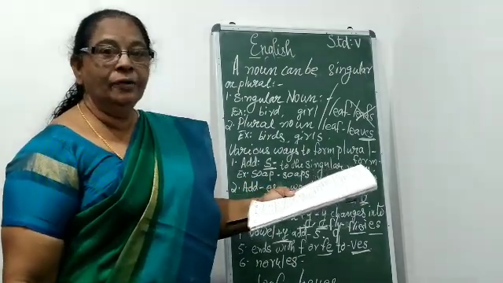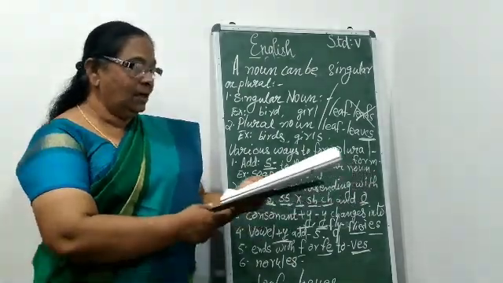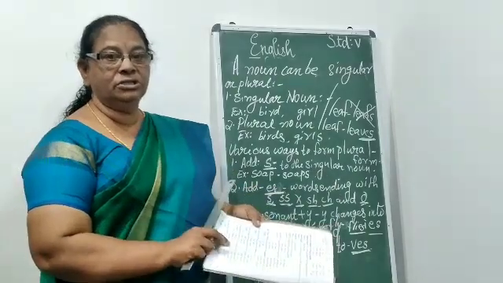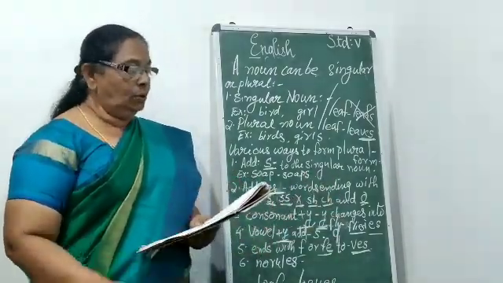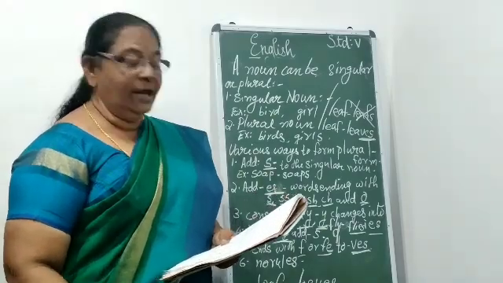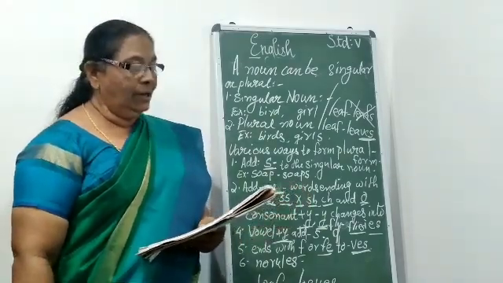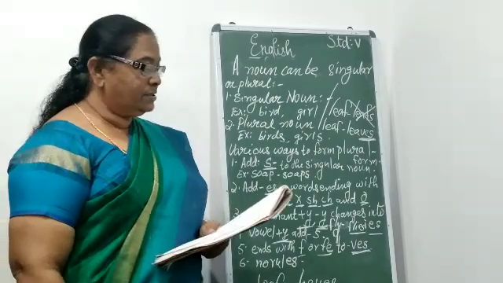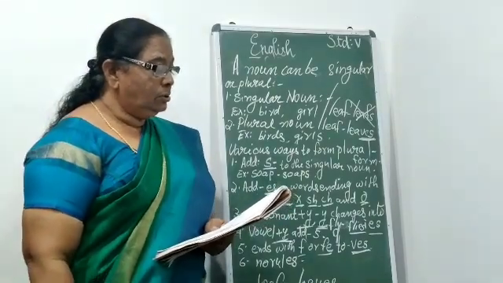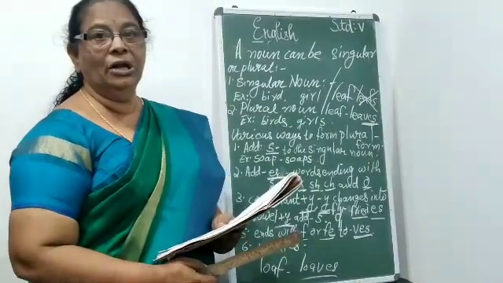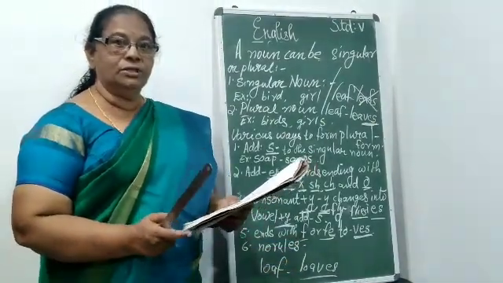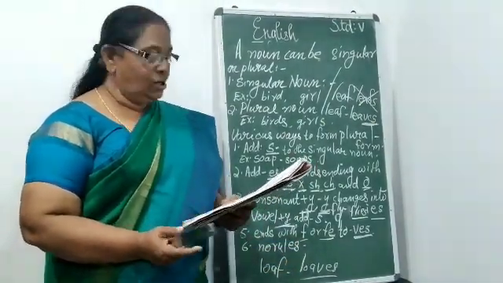Then, seventh rule, always used in plural forms. Words like shorts, trousers, spectacles. Then the eighth rule, always used in singular form, like news and advice. Then the ninth rule, we have learned that it is coming in the singular and the plural form the same. Okay, deer and sheep.